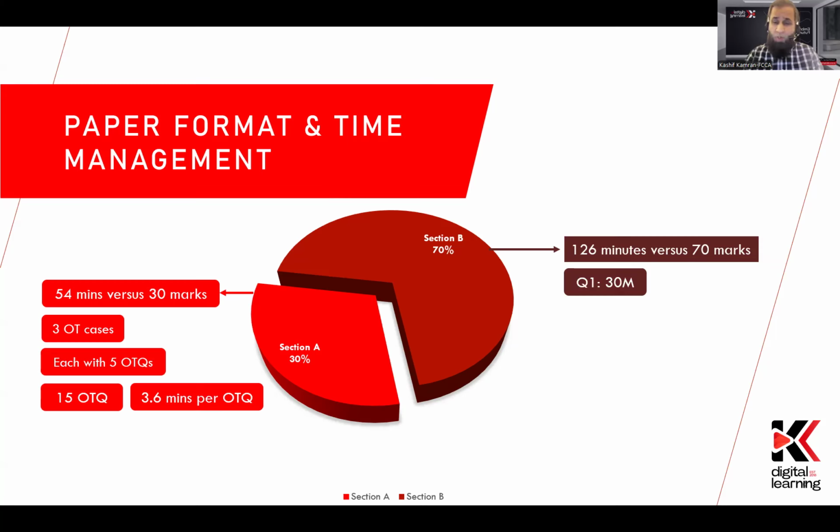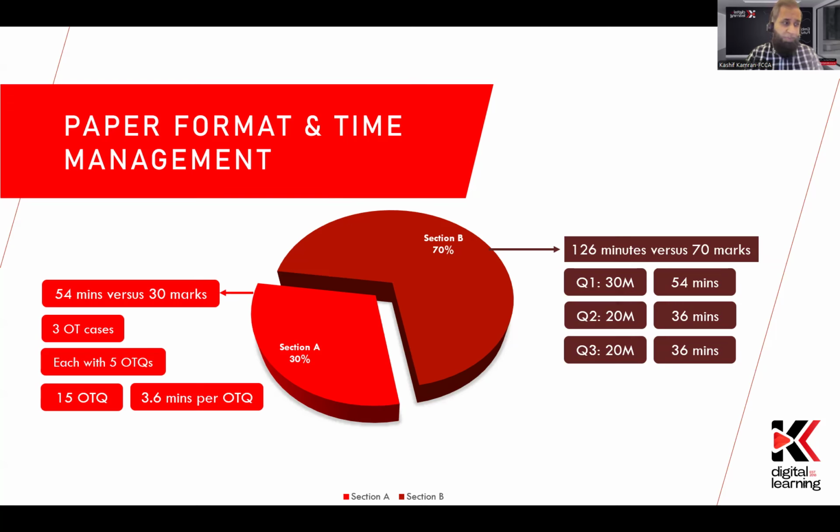Question number one, which is of 30 marks in Section B, you will consume 54 minutes. On question two, which is worth 20 marks, you will consume 36 minutes. And another, question three, sorry, of 20 marks, you will consume 36 minutes. So that's the breakdown of 70 marks.